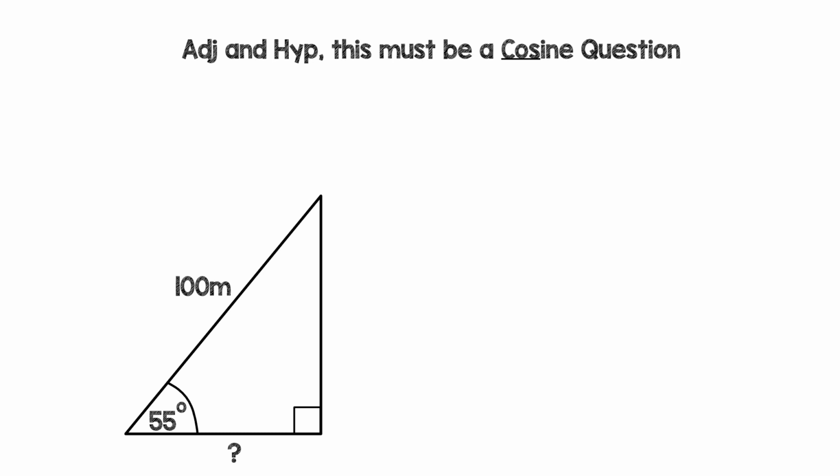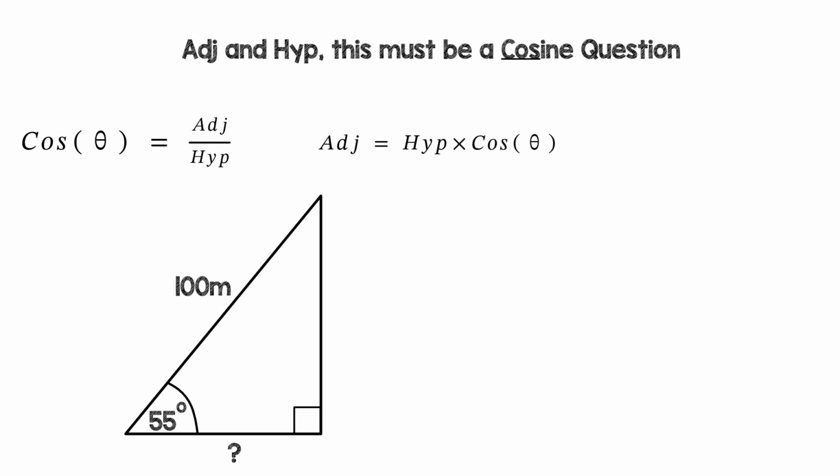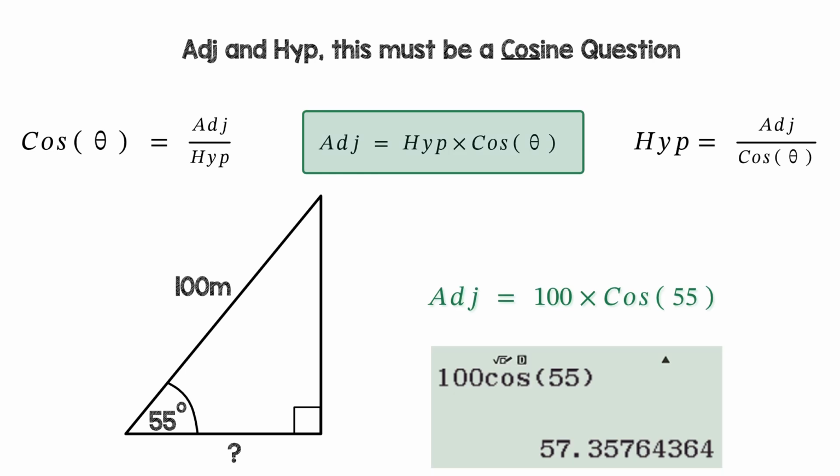This must be a cosine or cos question because the sides of interest are the adjacent and hypotenuse. We're trying to find the adjacent side because that's where the question mark is. So the adjacent is the hypotenuse times the cosine of the angle. In the calculator, you can just write 100 cos instead of 100 times cos.